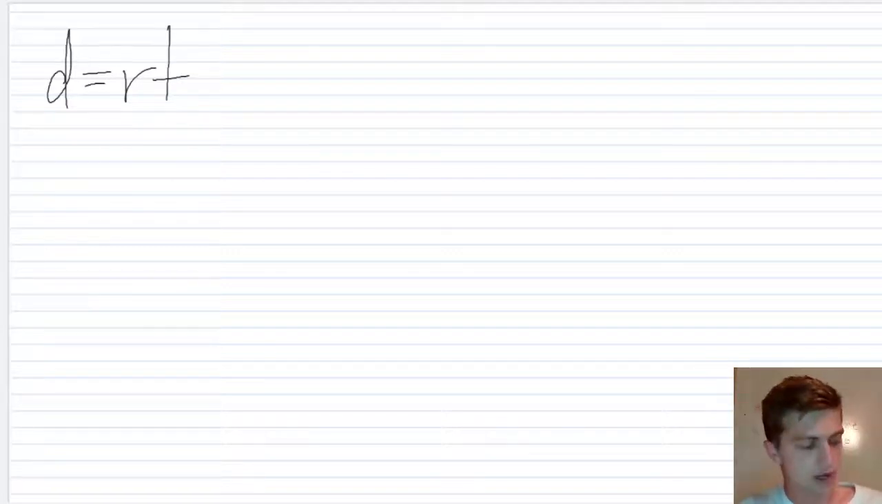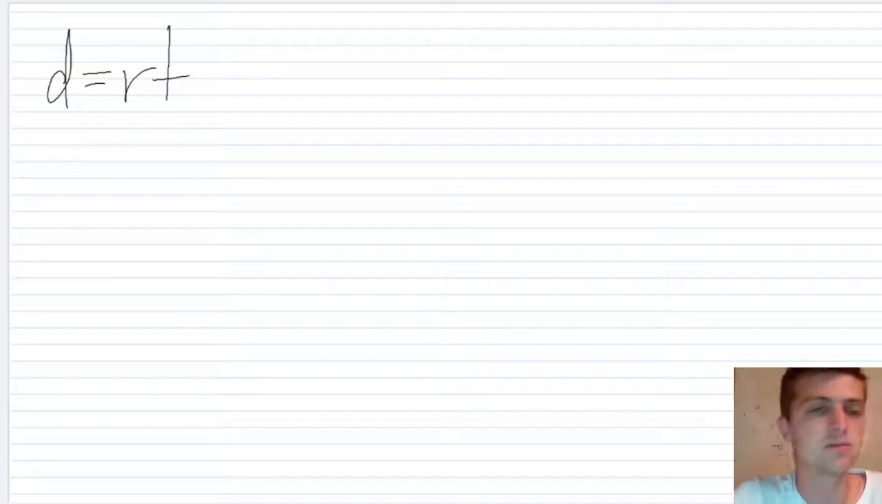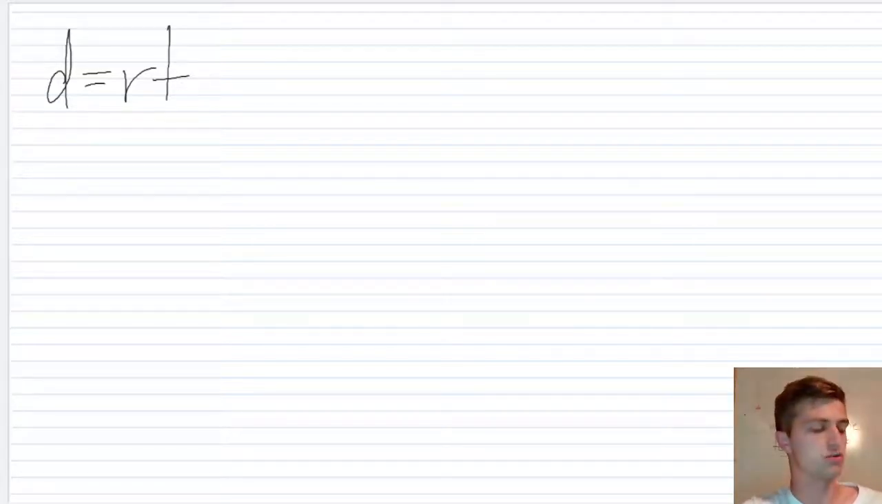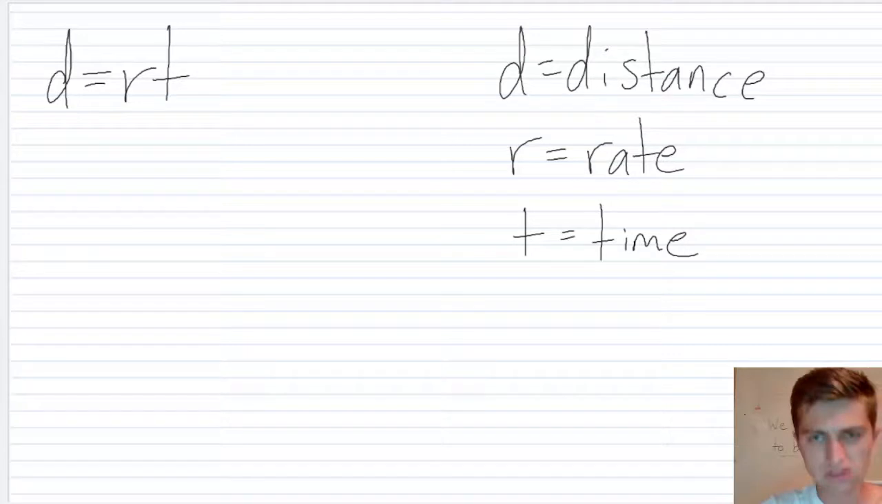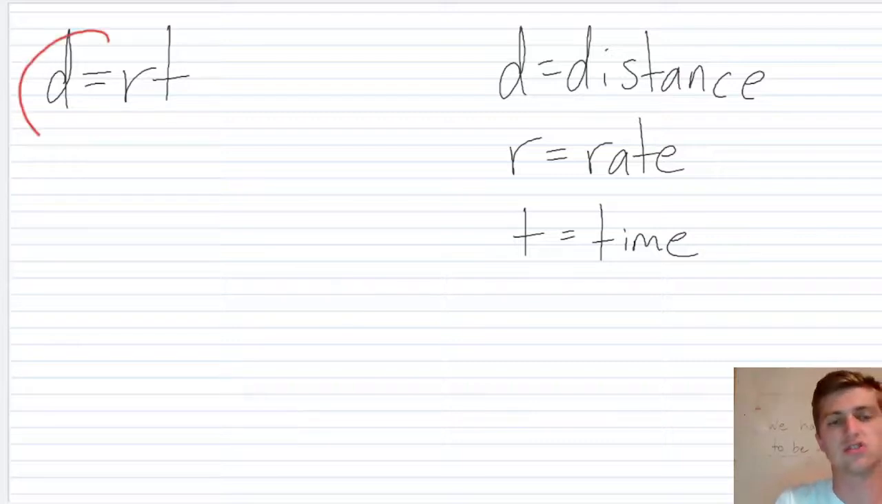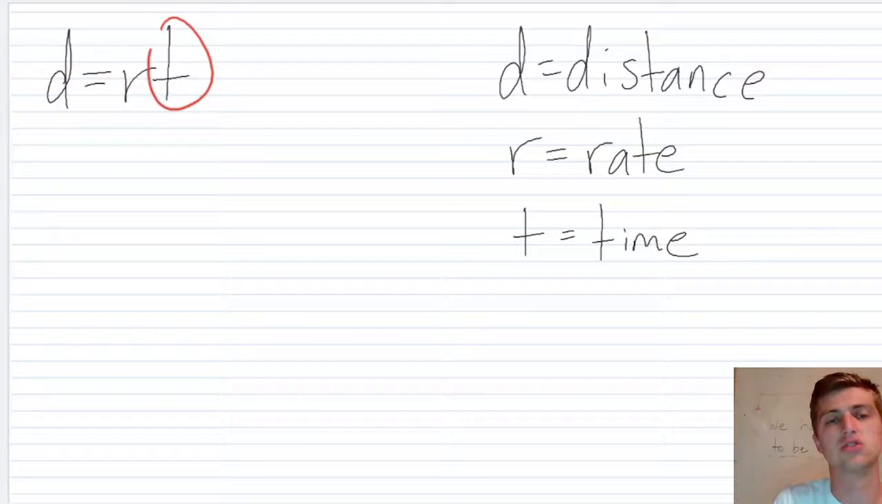So we have an equation. Equation just means there's an equal sign involved. And we have variables involved. And the variables, as you can see, are D, R, and T. Now, these variables have meaning in the context of our problem, and this is what they mean. D equals distance, R equals rate, and T equals time. So if we were to read this sentence in English, it would say distance equals rate times time.